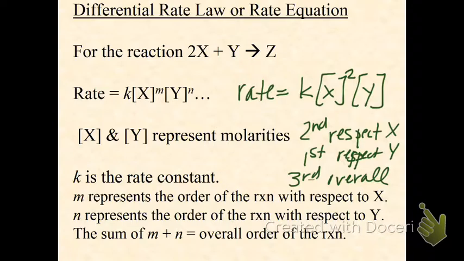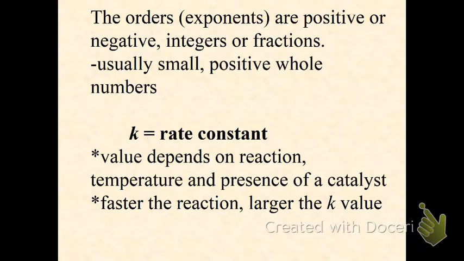Okay? All right? So this is what we just said. Go over it again. The orders are positive. They can be negative, or occasionally they can be a fraction, which kind of freaks people out. Usually it's going to be a small positive whole number, but I do need to make you aware that occasionally you will have a fraction as an order. You can also have zero order.